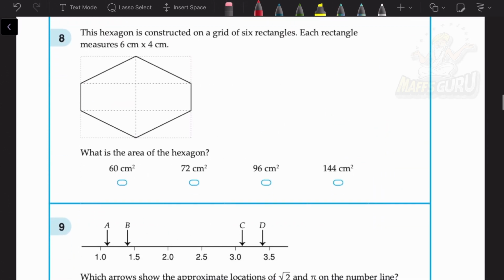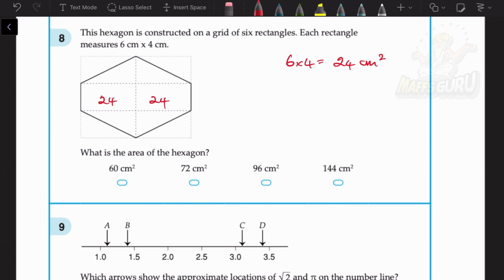Scrolling up, this hexagon is constructed on a grid of 6 rectangles. Each rectangle measures 6 by 4. What is the area of the hexagon? So first things first, each of the big squares is going to be 6 times 4, which is going to be 24 centimeters squared. So that one there is going to be 24, and that one there is going to be 24.